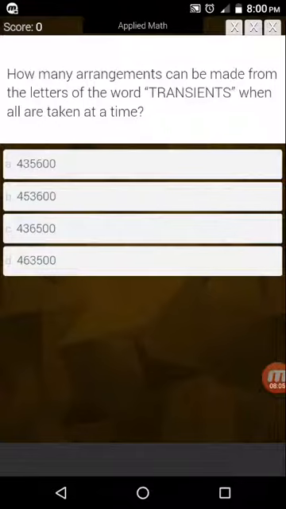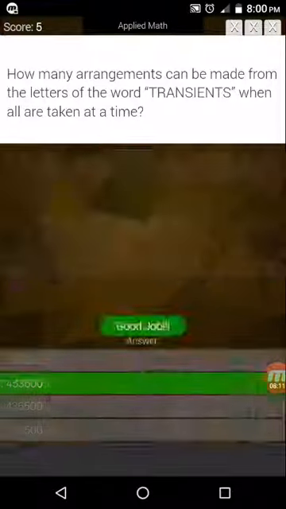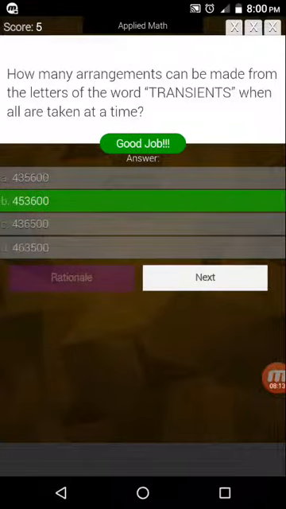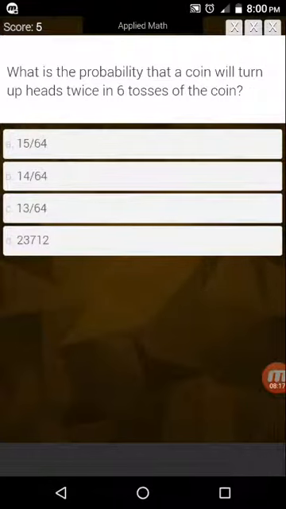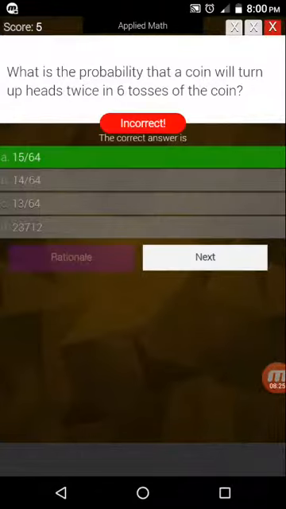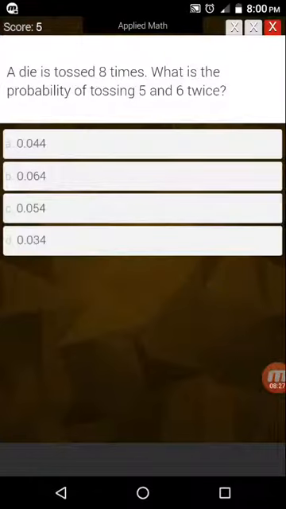How many arrangements can be made from the letters of the word "transients" when all are taken at a time? Answer is 453,600. Next, what is the probability that a coin will turn up heads twice in 6 tosses of the coin? The correct answer is 15/64.